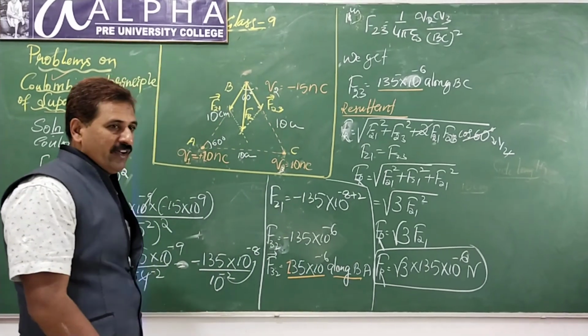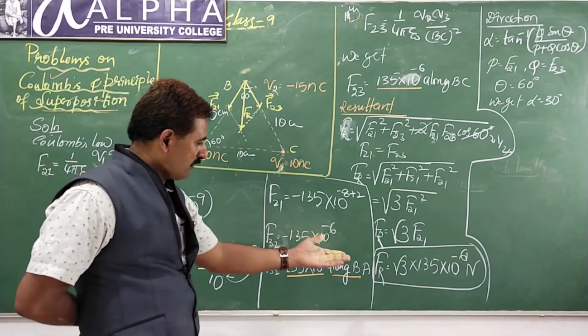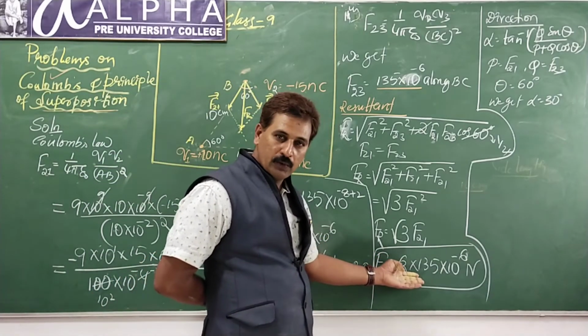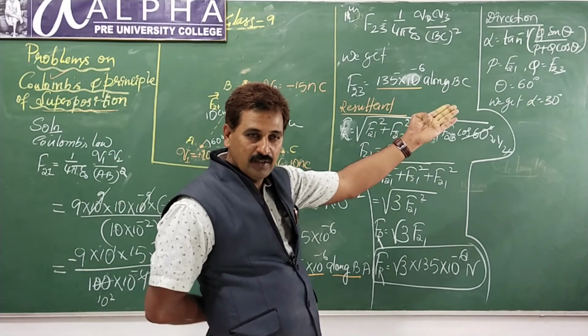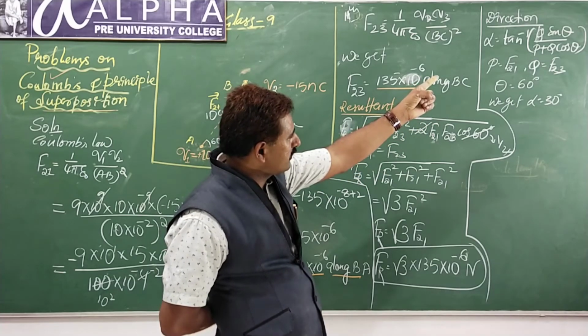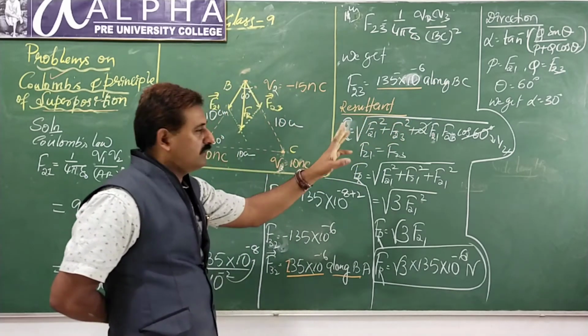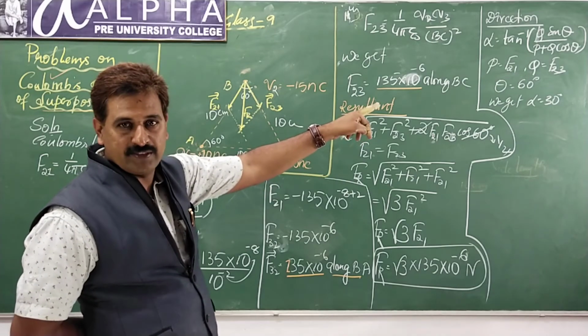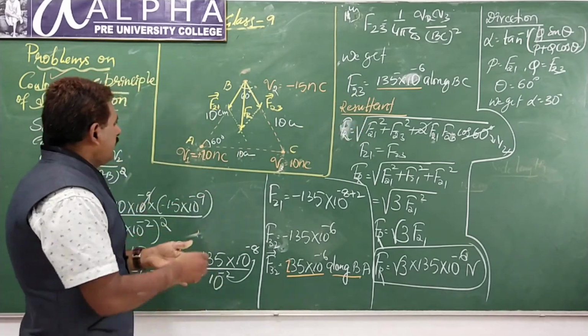Direction we will find. Okay students, as usual, after finding magnitude, we have to find direction also. Direction formula, alpha equals tan inverse of Q sin theta by P plus Q cos theta. Last year's vector concepts relation. Here your P, which is your P?